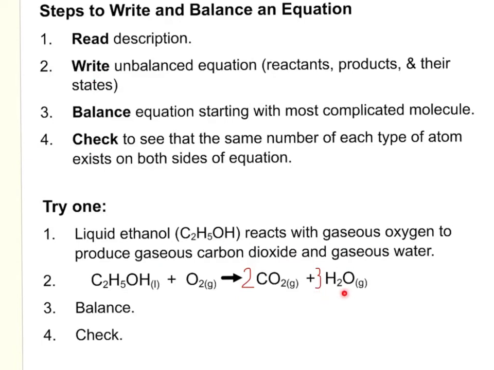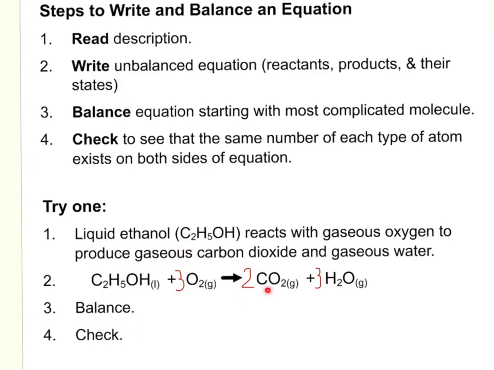Now let's look at the oxygens again. We have 4 plus 3. That's 7 oxygens. We have 1 plus 2. Well, I know if I put a 3 here, that gives me 6 oxygens right there, plus 1 more is 7. Now, last step, important, go back and check them all.